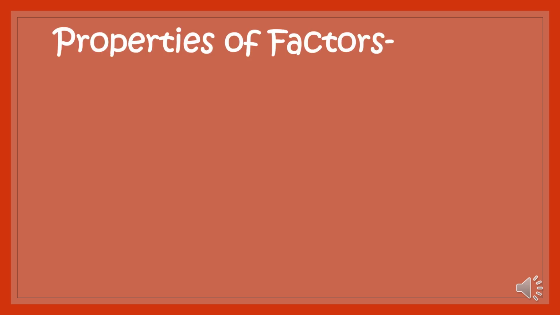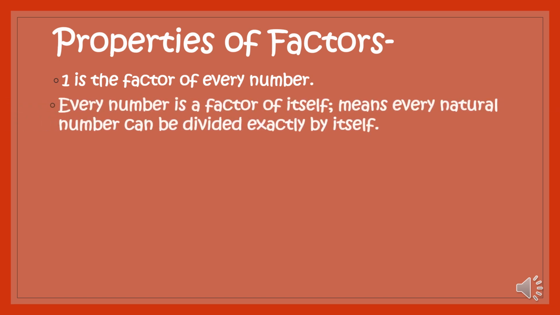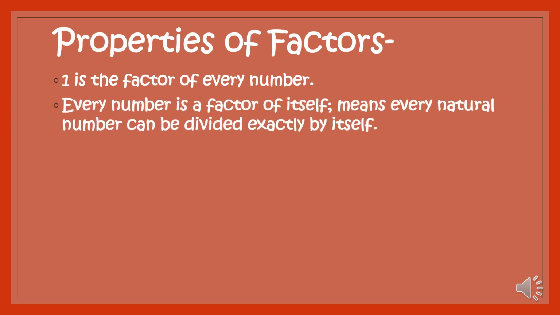So, after doing the task and all the discussions we had, we can conclude the properties of factors. So, let's quickly look at all the properties of factors. The very first property is 1 is a factor of every number, because 1 can divide any number. The second property says that every number is a factor of itself, meaning every natural number can be divided exactly by itself. Say 3 divided by 3, 6 divided by 6, 12 divided by 12. So you can take any natural number and you can divide it by itself.